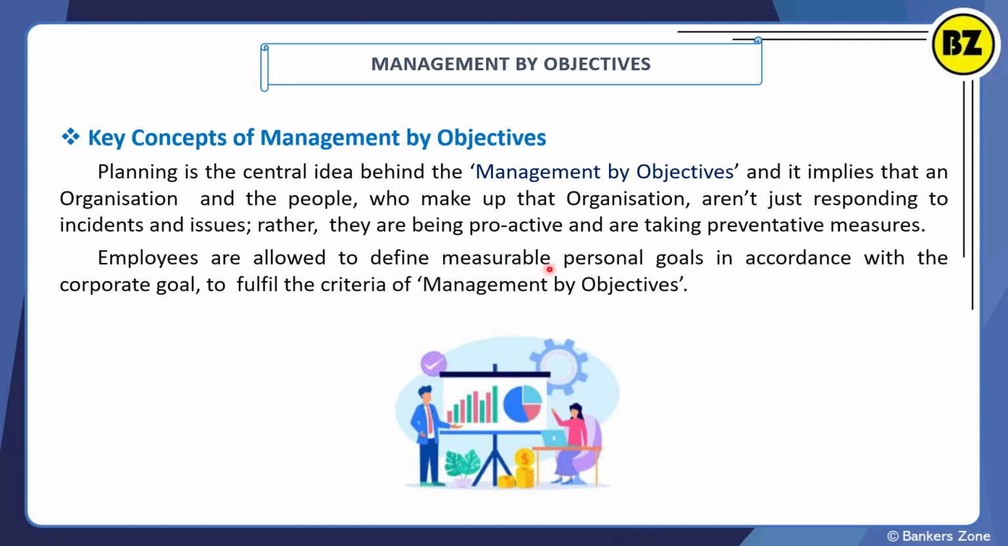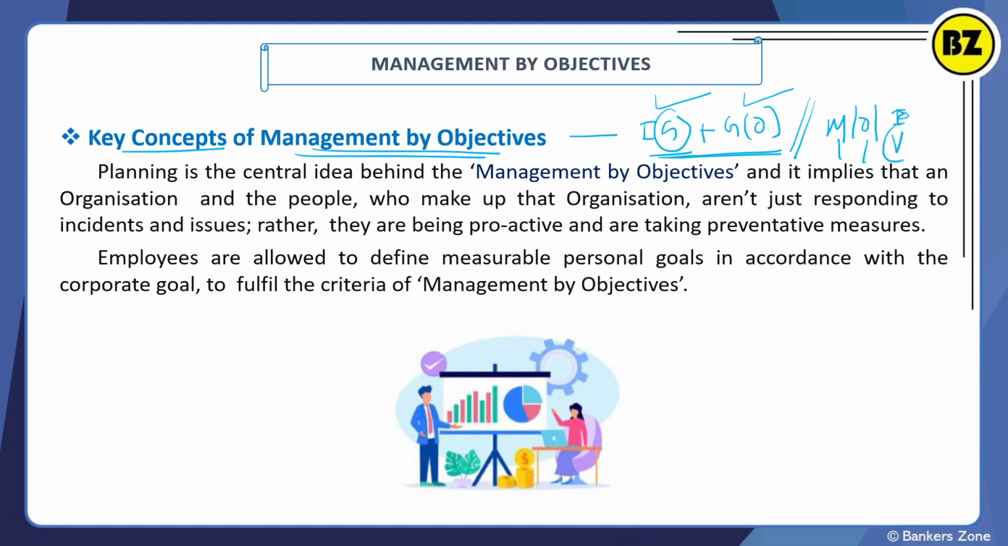Employees are allowed to define measurable personal goals in accordance with the corporate goal to fulfill the criteria of MBO. So simply understand here, what is the concept of MBO? Here individual goals will be given. Apart from that, those individual goals will be in line with the goals of the organization. So there will be individual growth and the growth of the organization also, and all together it must be in line with the mission, objective or vision of the organization. Got it? So the individual goal or the goal of a company must be in line with the mission, objective or vision of the company.